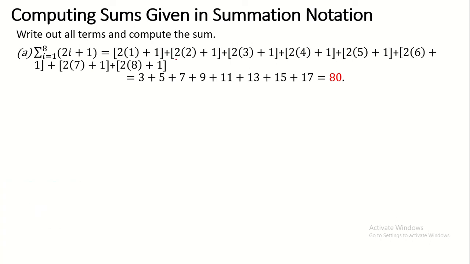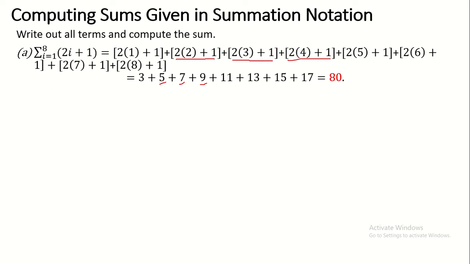Next, if we have 2 times 2, that's 4 plus 1. So we have here 5. 2 times 3 is 6 plus 1. So we have 7. 2 times 4 plus 1. So we have 9. So as you can see, we are actually having an arithmetic sequence. So each term is added by 2. Nag-a-add tayo ng 2 for the succeeding term.